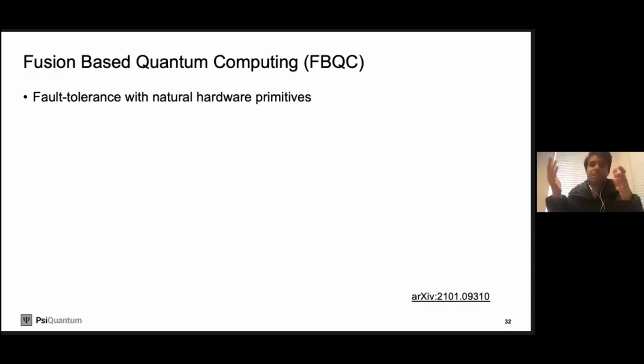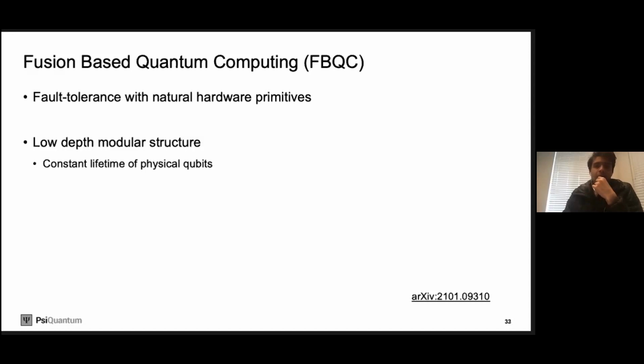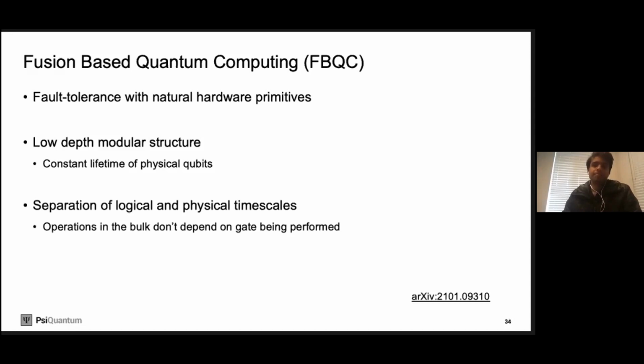So to summarize, fusion-based quantum computation is a framework for fault tolerance that is built out of hardware primitives that are natural for a photonic system. It is, however, a general framework for fault tolerance which has properties that would be useful for other physical systems as well. Every qubit goes through a very small constant number of components in its lifetime, which is important for keeping error rates low. And this is particularly useful in systems with high leakage. And the operations in the bulk of the computation don't depend on the gate that is being performed. As a result, the logical feed-forward cycle can be much slower than the physical timescale, which relaxes requirements on the classical computing hardware, including the decoder.